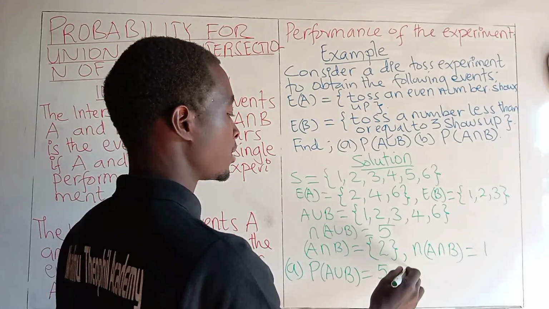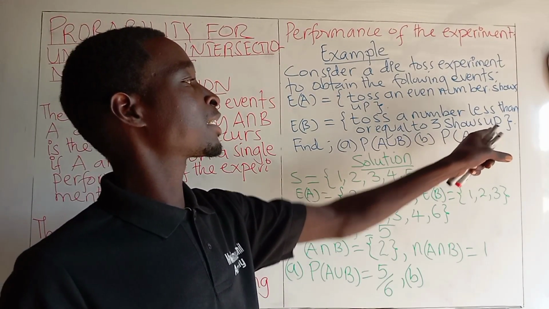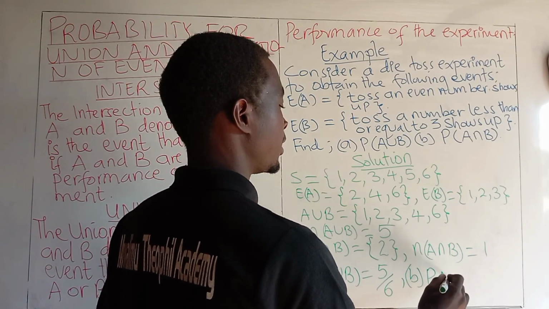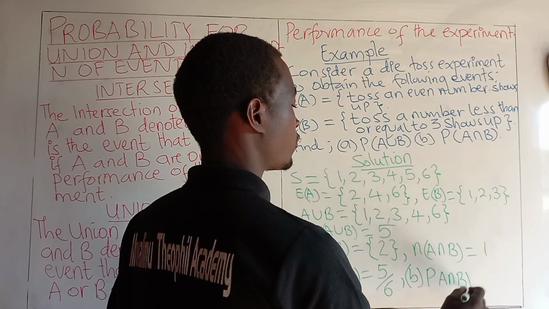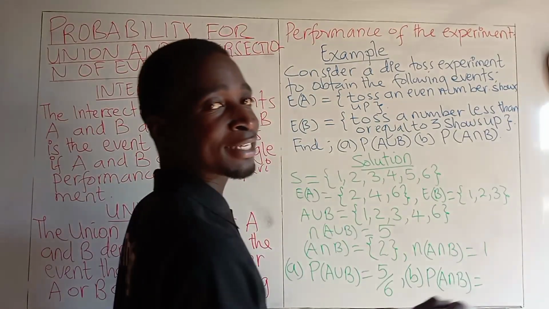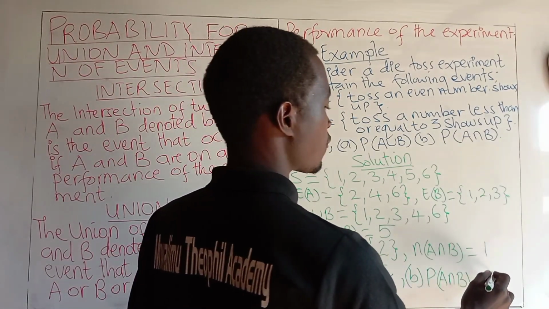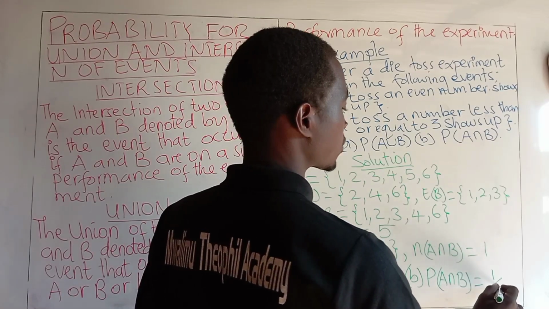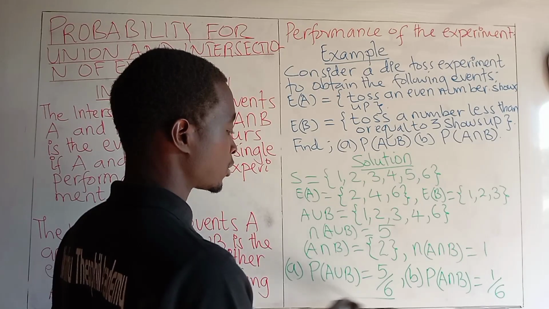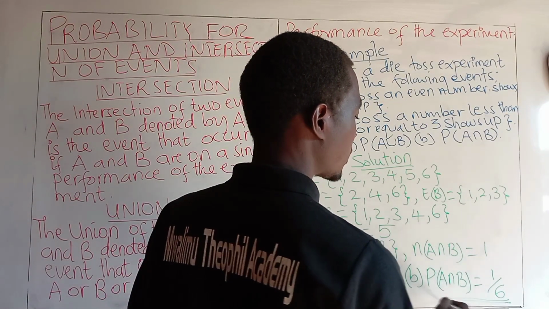Let us see part B. In part B, we are asked to find the probability of A intersection B. The probability of A intersection B will be equal to the number of elements in A intersection B over the number of elements in the sample space. The number of A intersection B is 1 and the sample space is 6, so it will be 1 over 6. Now this is the solution for part A and this for part B.